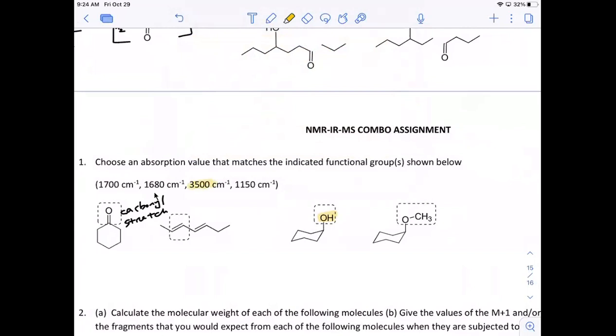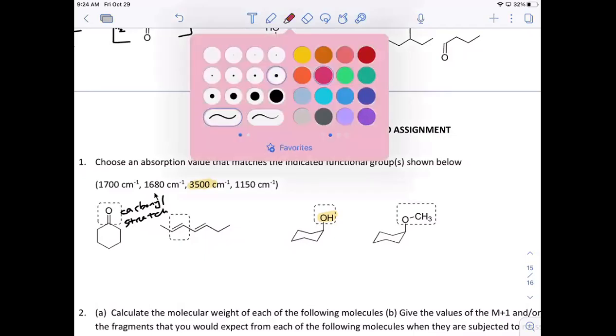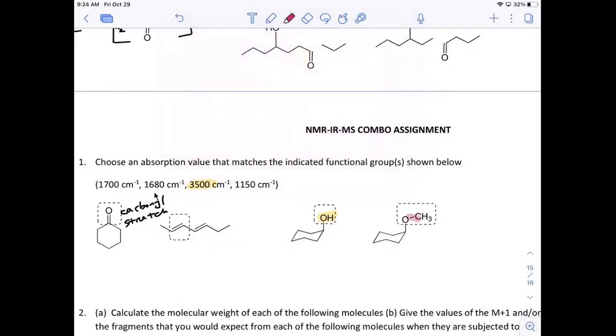All right. What about the CO sigma bond? We actually talked about that when we finished that last NMR example, I think. That's going to show up somewhere between 1,000 and 1,200. So 1150 would be the closest value for that.